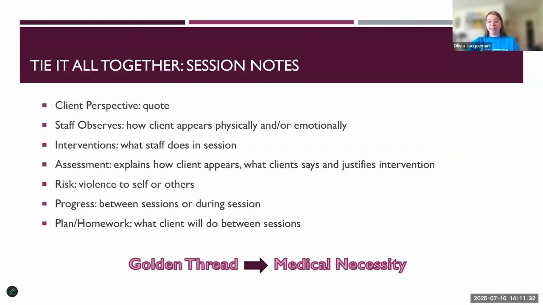We need to do the risk or lethality assessment, which is all about those risks and safety concerns, such as violence to self or others, or to property, and whether there has been progress between sessions or during the session. And lastly, we need the plan and homework, what the client or others will do between sessions. These progress notes should be, again, those standalone documents of medical necessity, as well as tie into the other documents, such as the ISP and DA or PE.